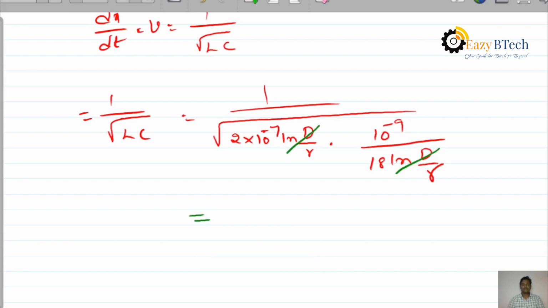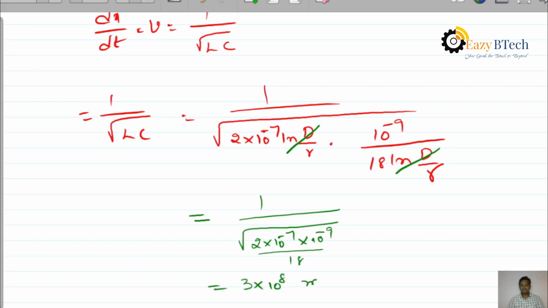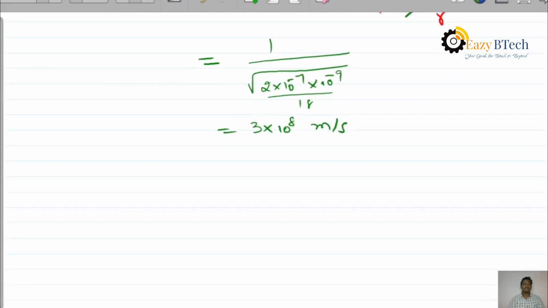Therefore, finally you get 1 by root of 2 into 10 power minus 7 into 10 power minus 9 divided by 18. The resultant of this value is 3 into 10 power 8 meters per second. The velocity of the wave in an overhead transmission system is 3 into 10 power 8 meters per second.